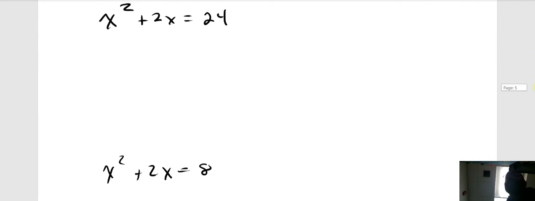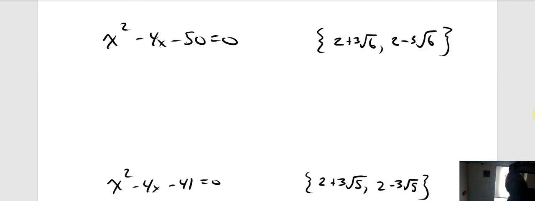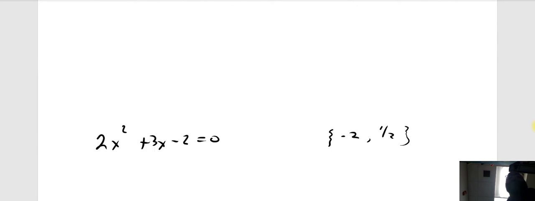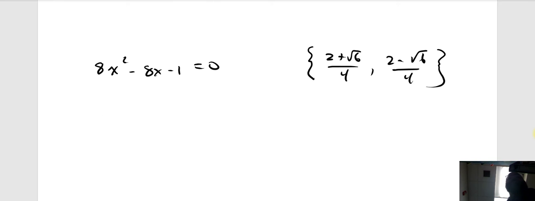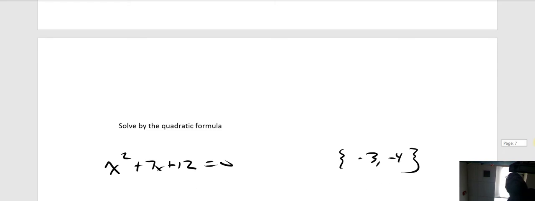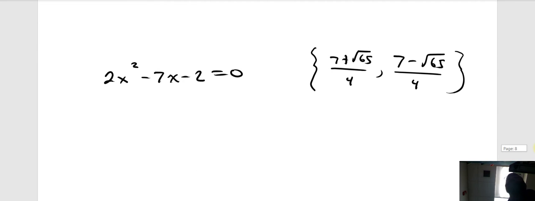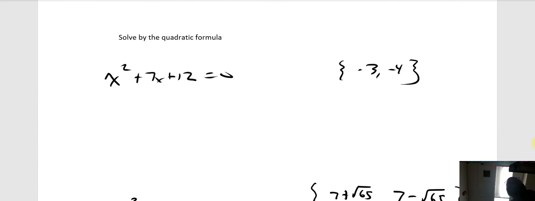All right, so let me get about where we need to be here. I remember where we left off. Okay, quadratic formula, that's where we left off. So first of all, let me do a quick overview of the quadratic formula.